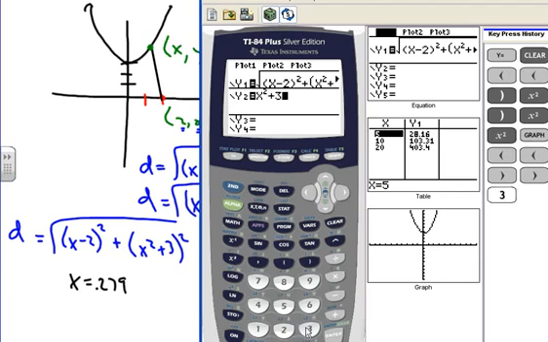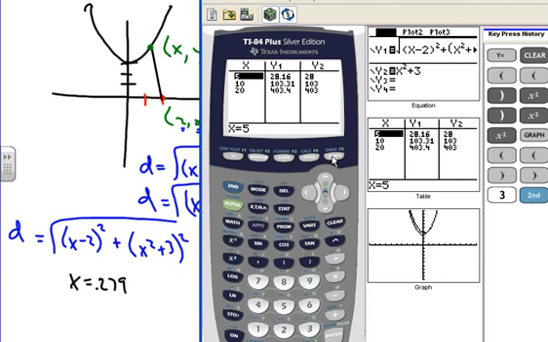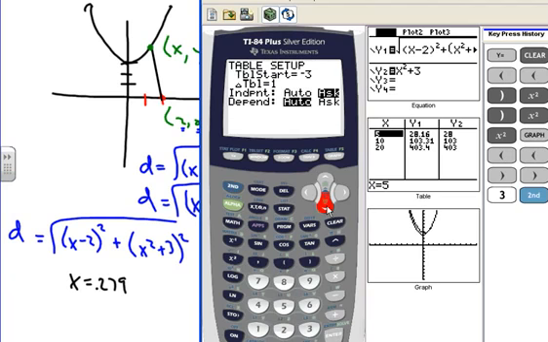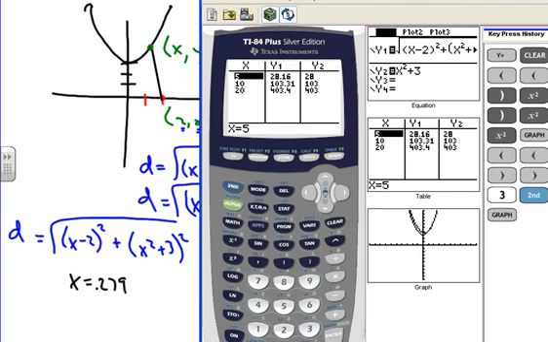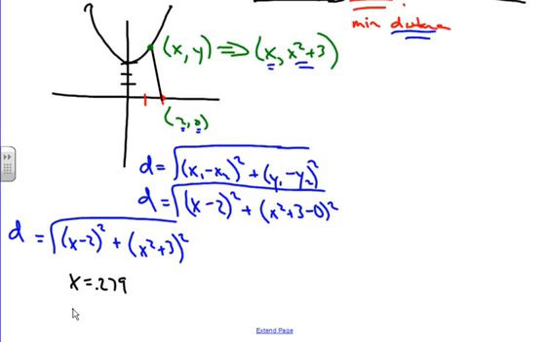I'm going to put in x squared plus 3 as y2 and go to my table. In table set, I'm going to put the independent variable at ask. So I go to my table, look at y2, and put in 0.279. Obviously there's going to be a little bit of error here, but we get an approximated other value. Y equals 3.078, I believe it was.